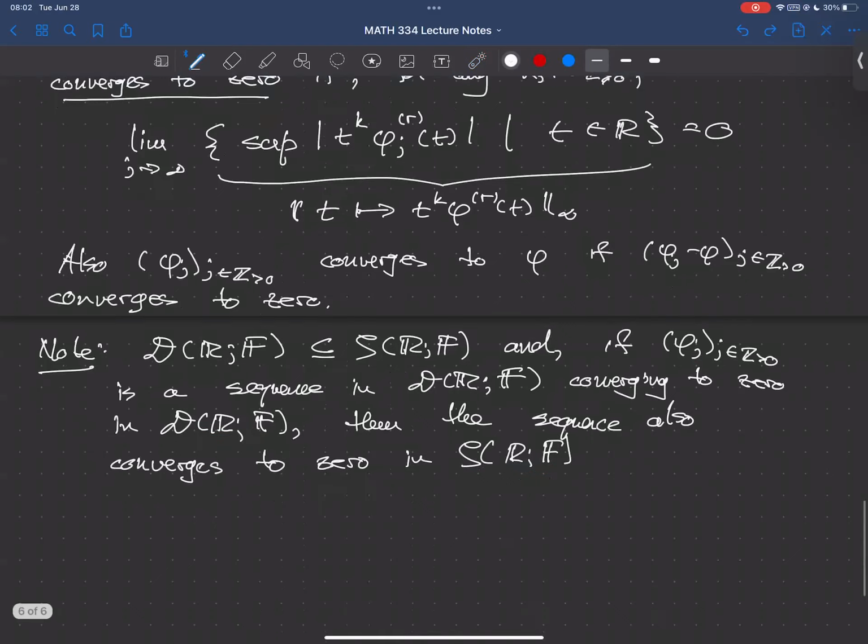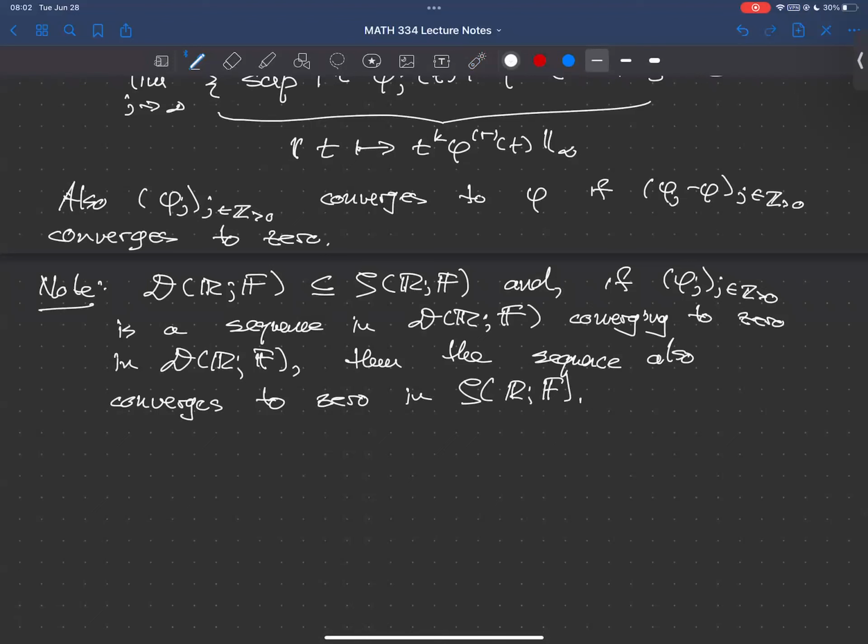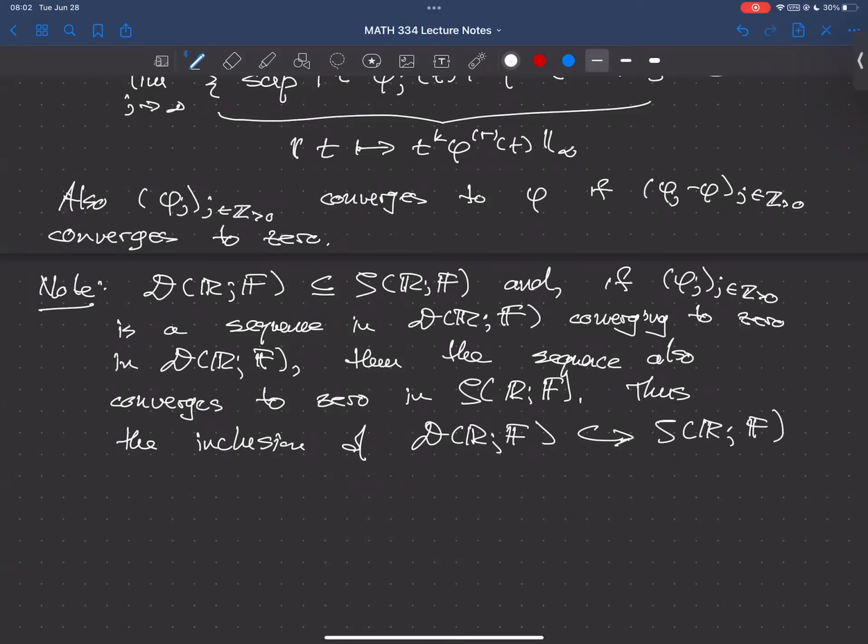And so the point of this is the inclusion of D in S is continuous. Okay, good.